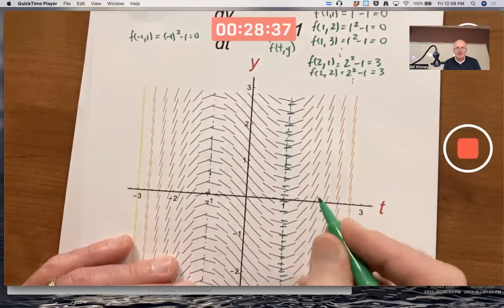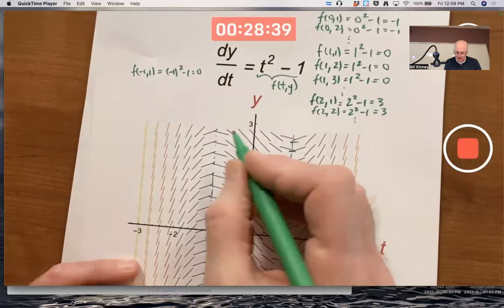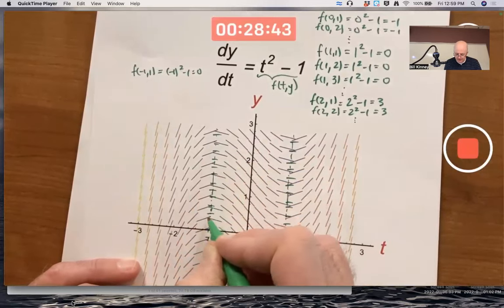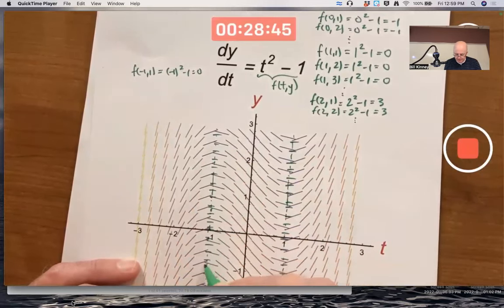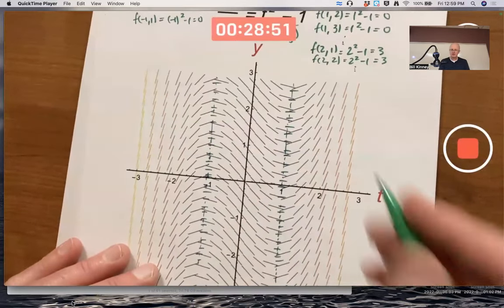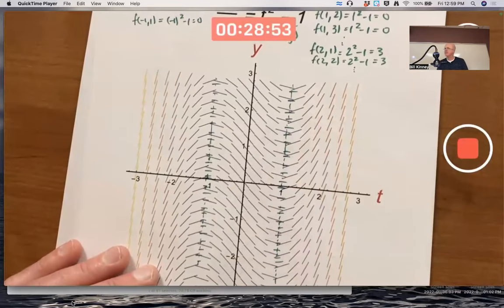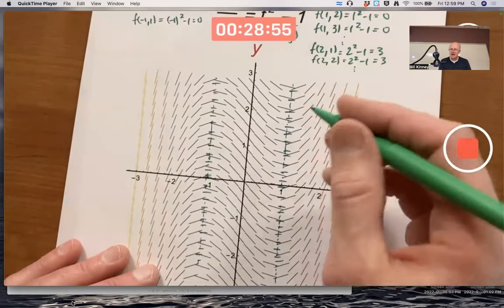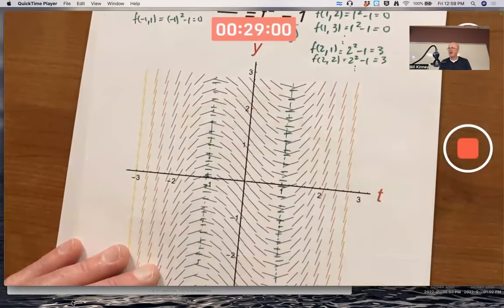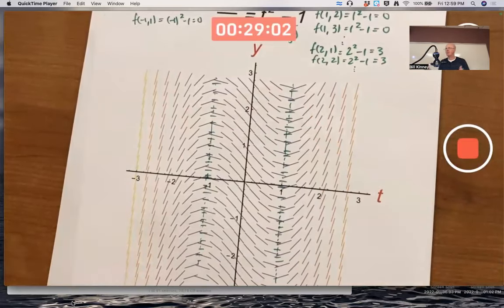Because that's where the right-hand side function has an output of 0 when t is plus or minus 1. Those are two important lines to draw with little horizontal line segments on them. It's the horizontal line segments that are part of the slope field. The vertical lines I drew are not literally part of the slope field. They just help you draw the slope field.